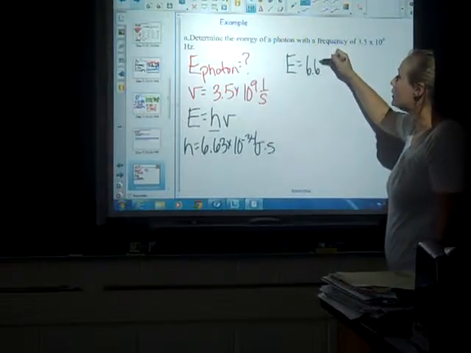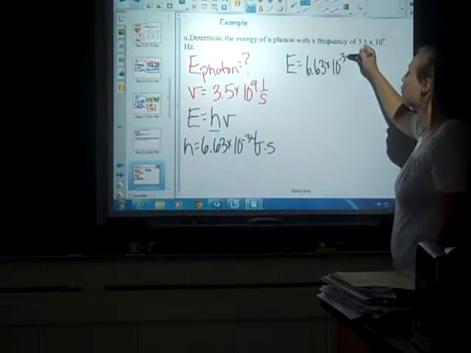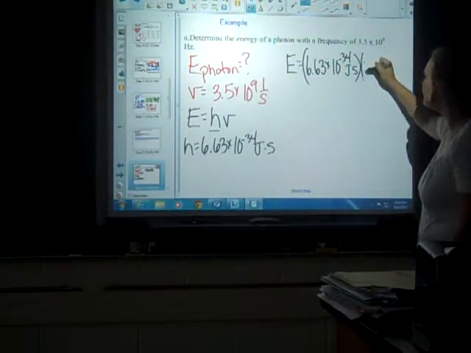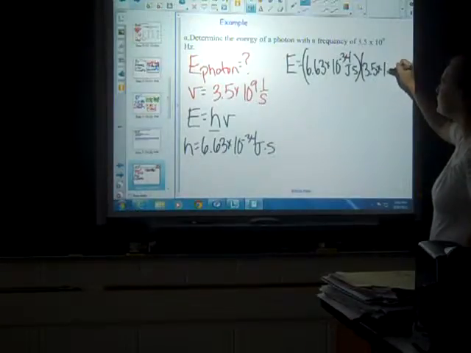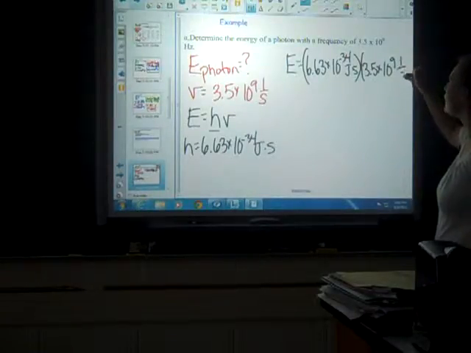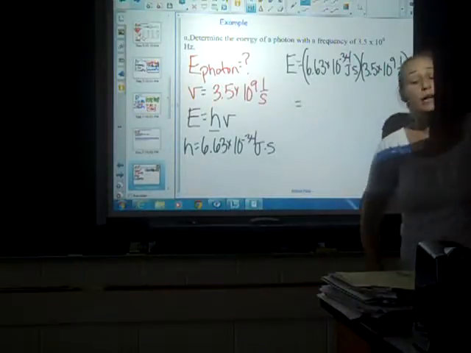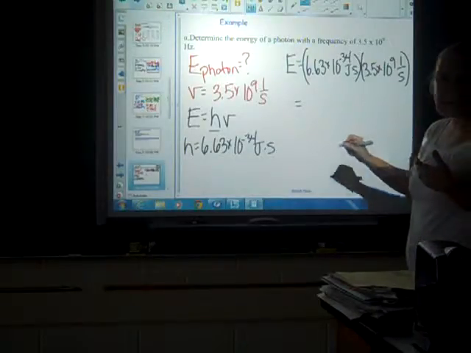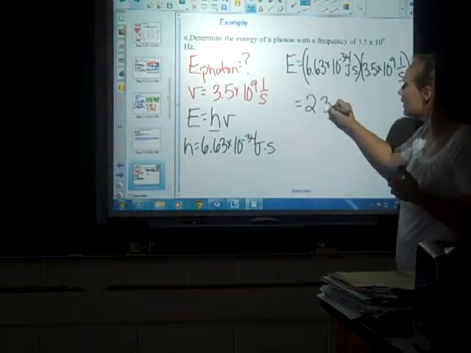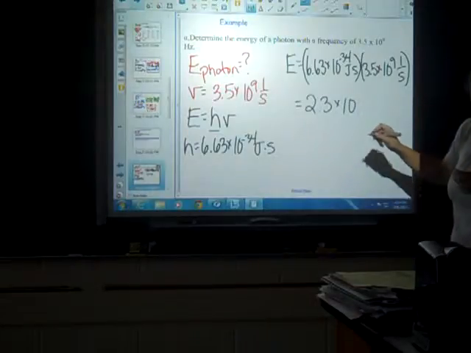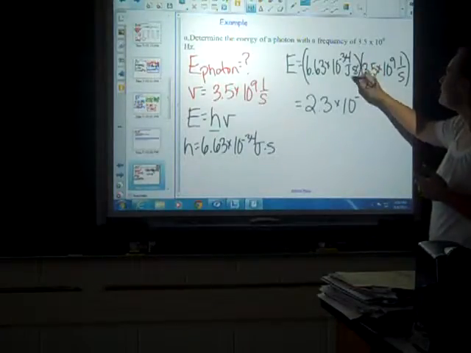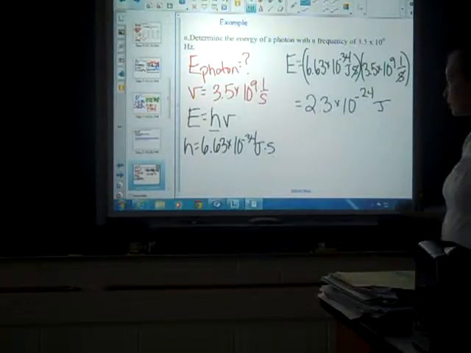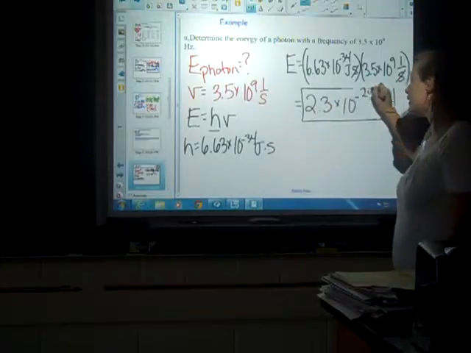I know my h is 6.63 times 10 to the negative 34th joules times seconds. And I know I'm multiplying that by my frequency. This frequency only has 2 sig figs. So when I go ahead and solve for my answer, I'm only going to express it to 2 sig figs. And I would go ahead and plug this into my calculator. When I do that, I get 2.3 times 10 to the negative 24th. My seconds cancel out, and I'm left with joules, which would be the SI unit for energy. Okay? So here's my answer right here.